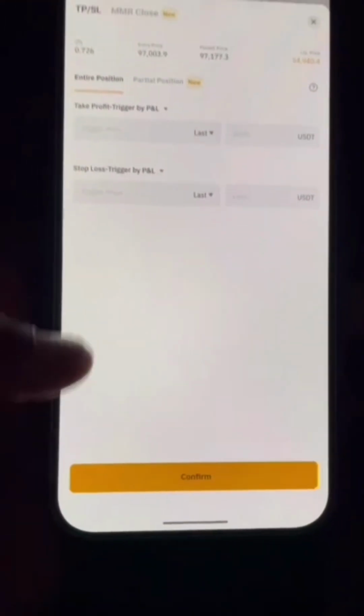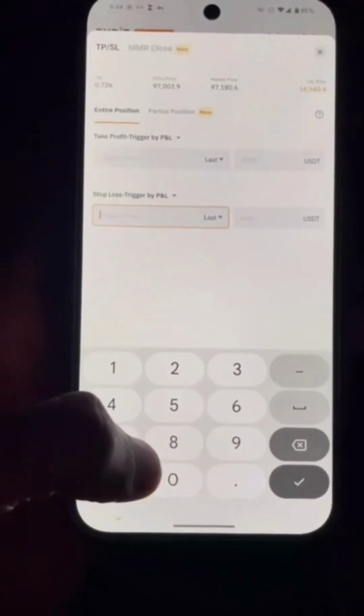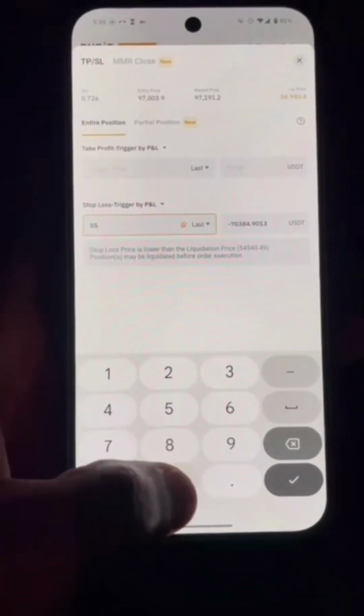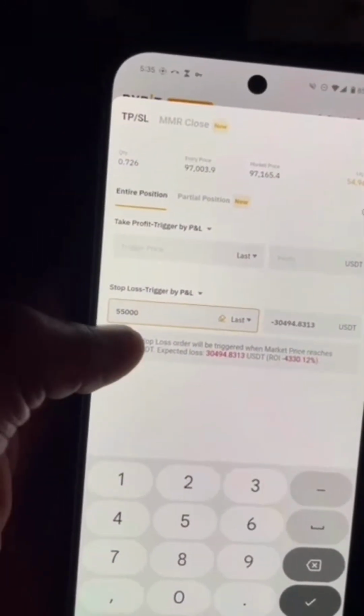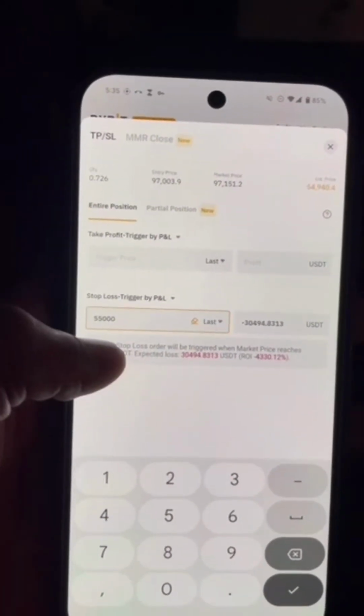Let's say you set your stop loss at maybe 55,000. You can see, when you are setting this, make sure this is lesser than your stop loss. What I mean is, let me do a screenshot and show you something.